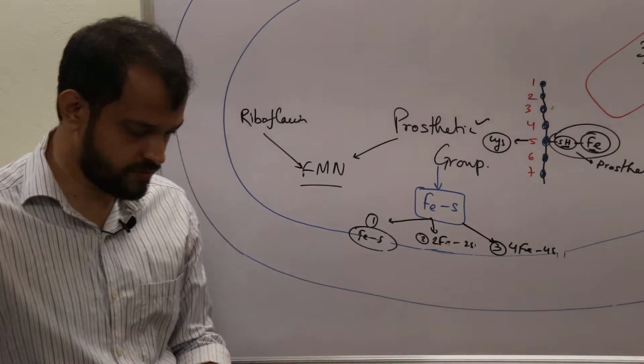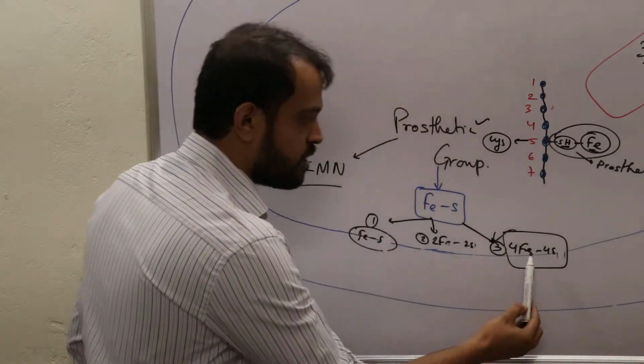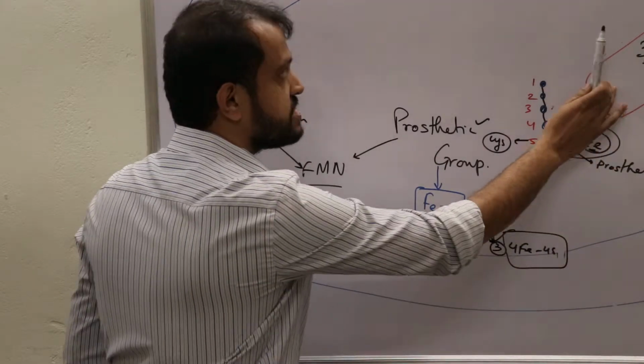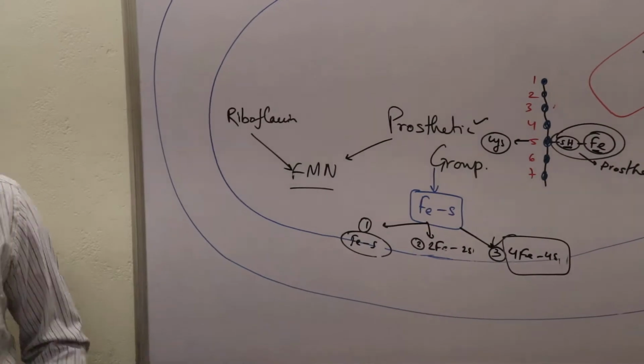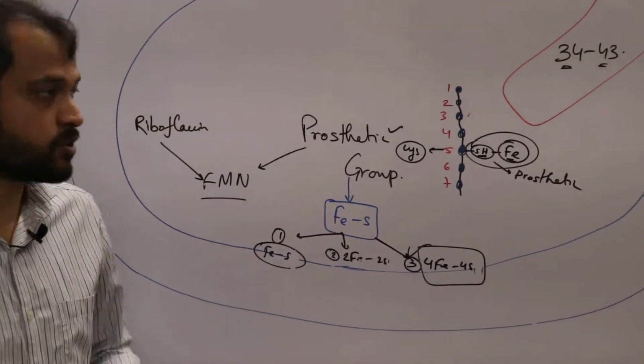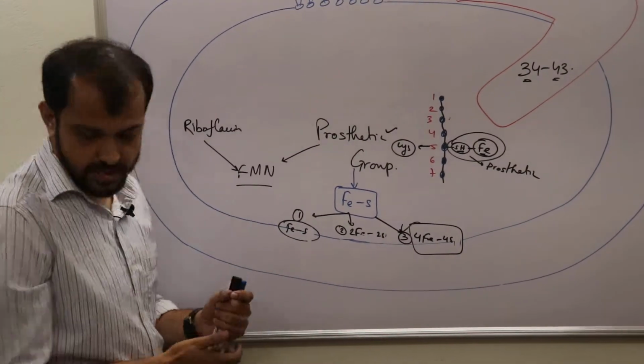4Fe-4S. Now, you should understand that this type of 4Fe-4S iron sulfur cluster is present in complex 1. Okay. Now, another type of prosthetic group which is associated with complex 1 is Q.